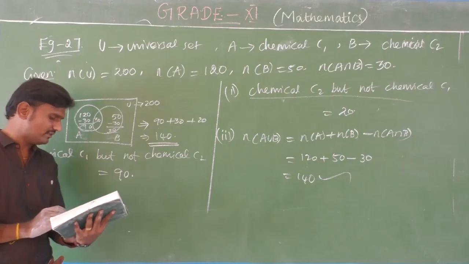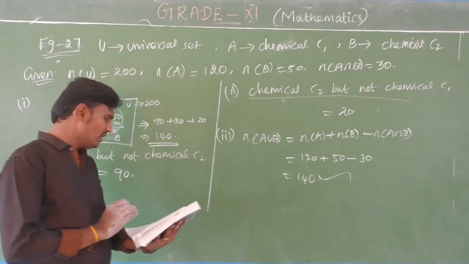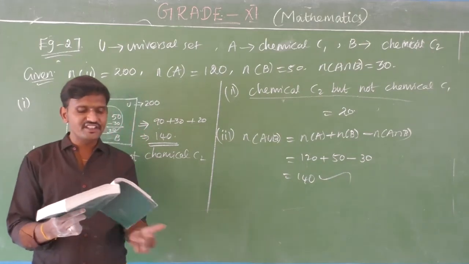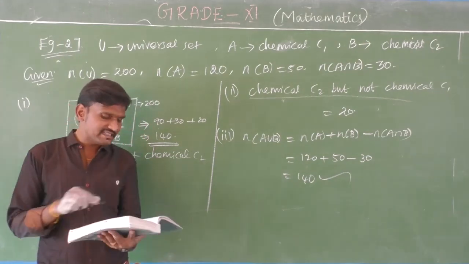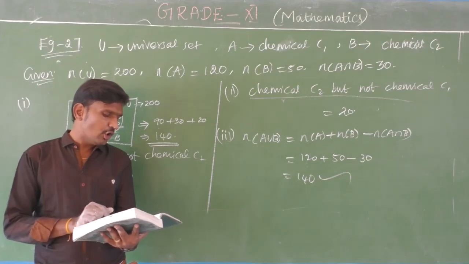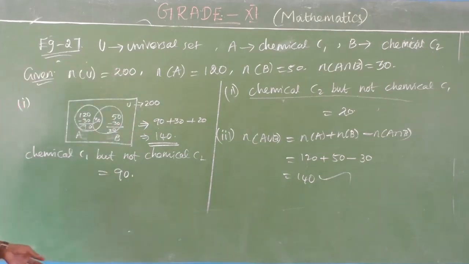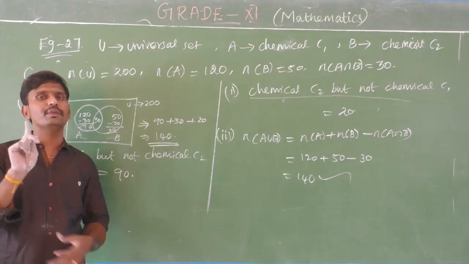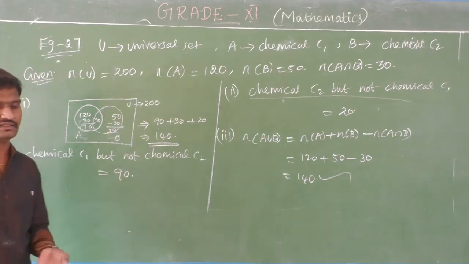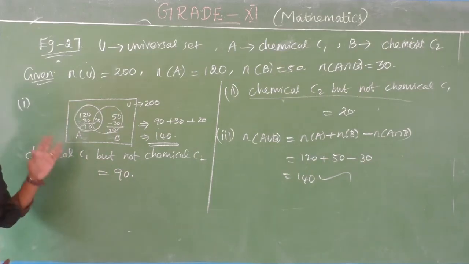Then finally, the last question. In a committee, 50 speak French, 20 speak Spanish, and 10 speak both Spanish and French. How many speak at least one of the two languages? Listen carefully: at least means we have to find n of A union B only. Okay, students, have you got it all? I hope you all enjoyed today's class because it is very simple.